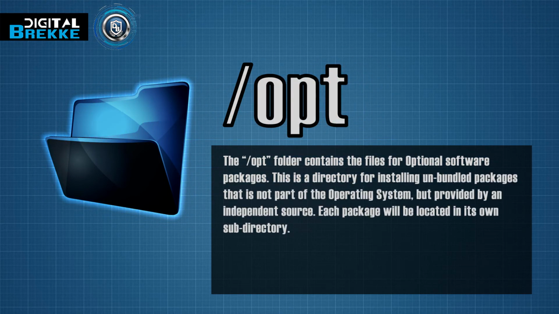The /opt folder contains the files for optional software packages. This is a directory for installing unbundled packages that are not part of the operating system, but provided by an independent source. Each package will be located in its own subdirectory.